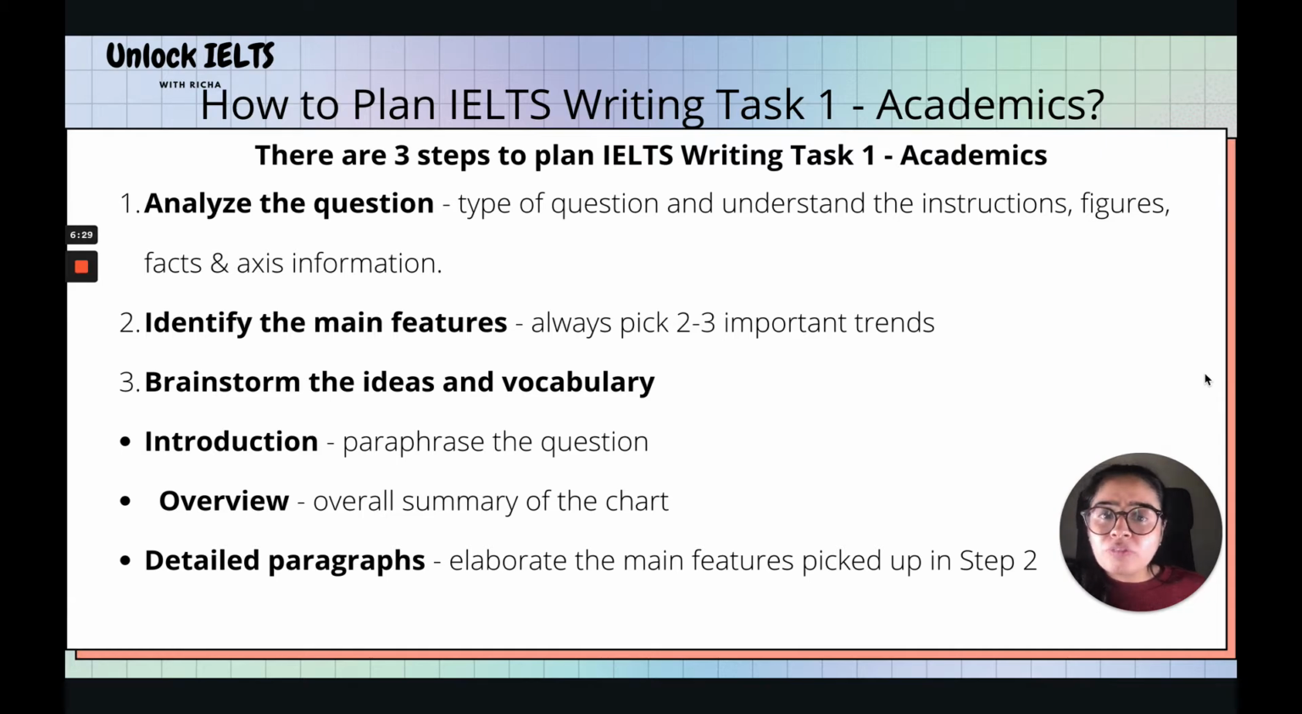The second step involves that you need to identify the main features. That means always pick only 2 or 3 main trends given in the graph and you need not worry about the other details. The third step involves that you need to brainstorm all the ideas and vocabulary related to the graph, keeping the essay structure in mind, which is that you begin with the introduction, which involves paraphrasing of the question. Then comes your overview paragraph. That means here you are writing the overall summary of the chart. You need not mention any trend in the overview paragraph, just the overall trend of the chart.